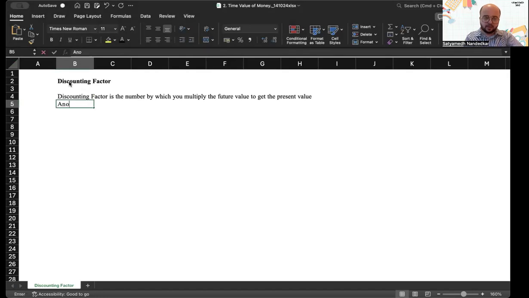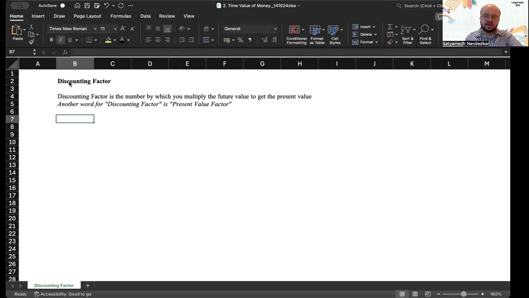Now, another word for discounting factor is present value factor. Another word for discounting factor is present value factor.